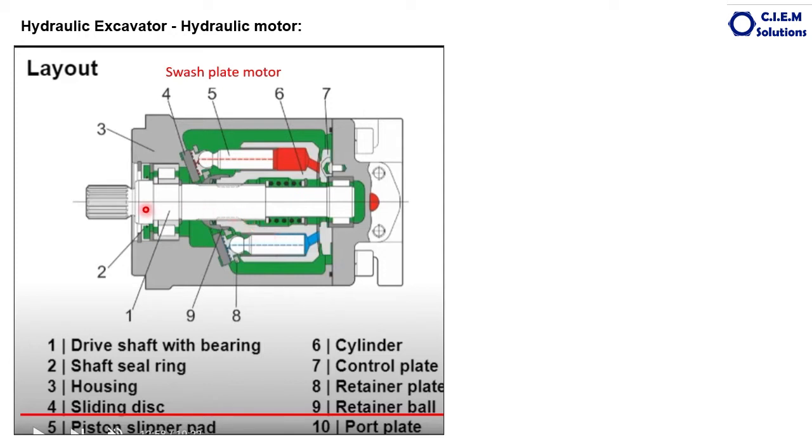So here this is a shaft and these are the seal rings, shaft seal, this is the bearing, and this is the housing, the gray one is the housing, and this is the sliding disc fitted over a tapered plate. This is called the swash plate. The sliding disc carries all the pistons, 7 to 9 whatever may be, and freely slides or moves over this tapered plate. Okay, and at this end the port plate is provided here.